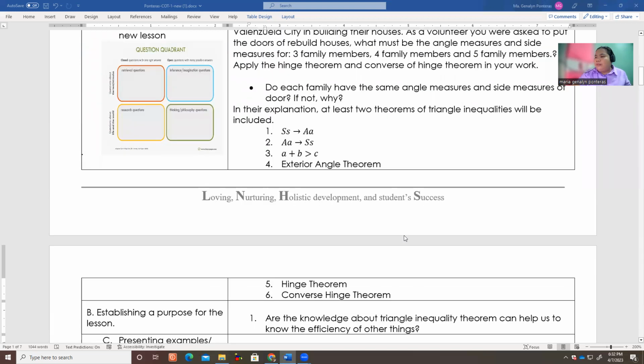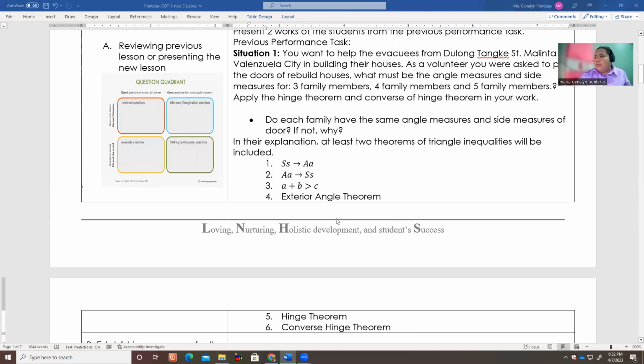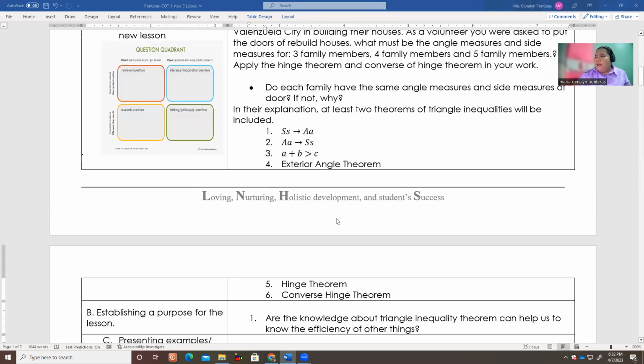So, kasama na siya sa review. Ang gagawin ko dito is magpapakita ako ng gawa ng student na design ng roof at saka ng bintana or ng door. At least dalawang roof, dalawang door, dalawang bintana. And from that, mare-review yung triangle inequality theorem.